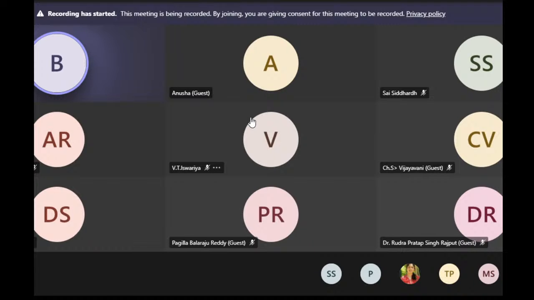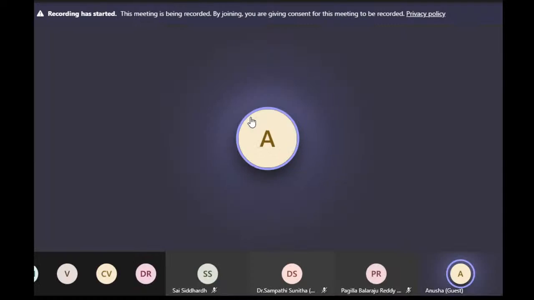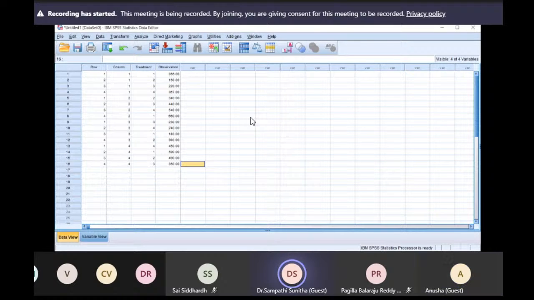Okay, right. Any more doubts about the same, using SPSS? Sir, one small doubt, sir, actually.